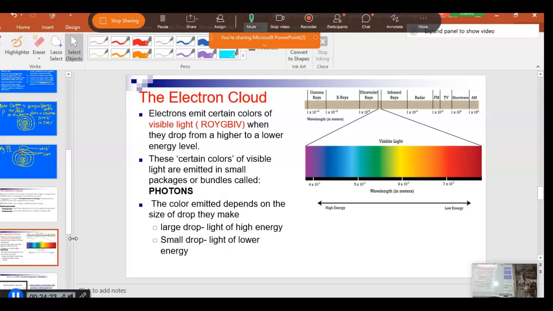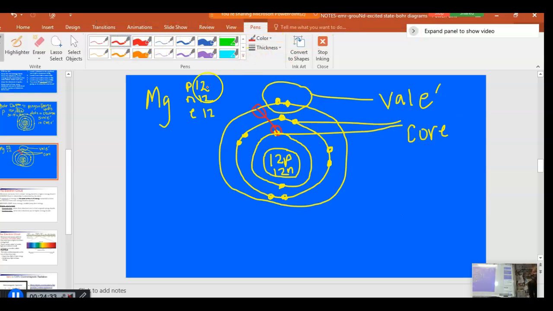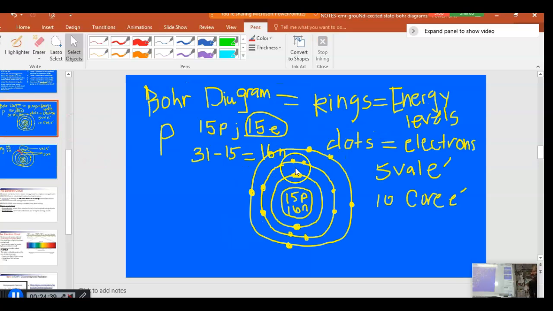So, and I know you're writing, so I'll come back to this. For instance, if I'm looking at this Bohr diagram, and we'll use this guy, if he jumps from energy level 1 to energy level 3, it's going to take more energy than if he was to jump to energy level 2, because it's just further away. Does that make more sense?